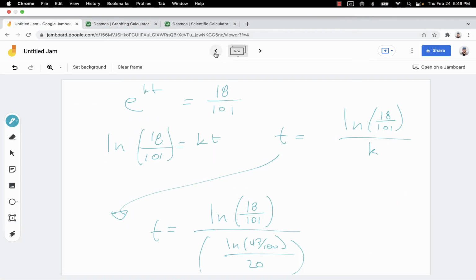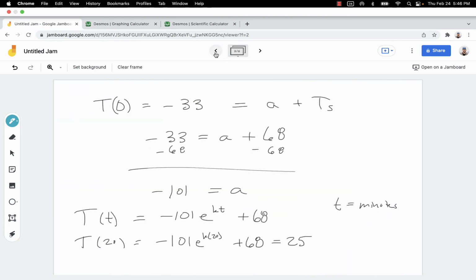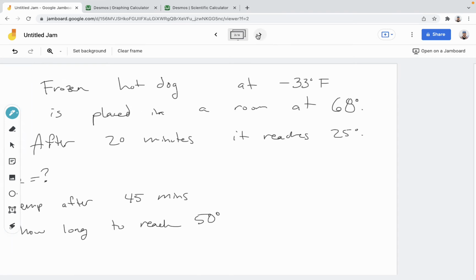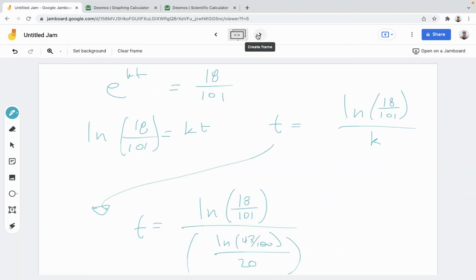So that second answer now, we can go all the way back. How long will it take to reach 50 degrees? We've got right here, about 40.4 minutes for that one.